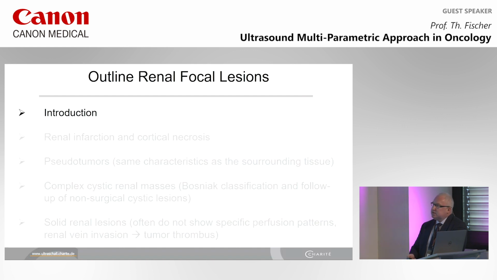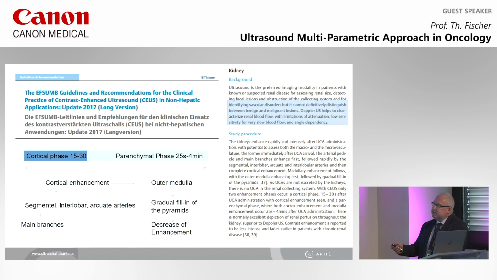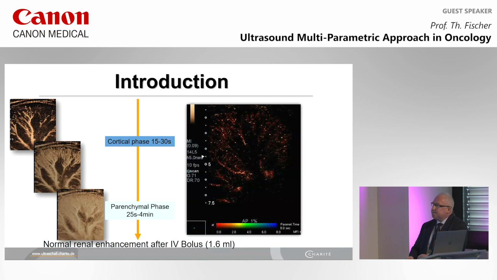This is the overview slide, starting with the introduction, and it's the actual guideline for contrast-enhanced ultrasound to understand that we have contrast inflow in the main branches, followed by a fill-in of the segmental as well as the interlobar arteries and the renal cortex. It takes 15 up to 30 seconds, and then the so-called parenchymal phase, 25 seconds up to 4 minutes, with a decrease of the enhancement, which is very typical for the kidney.